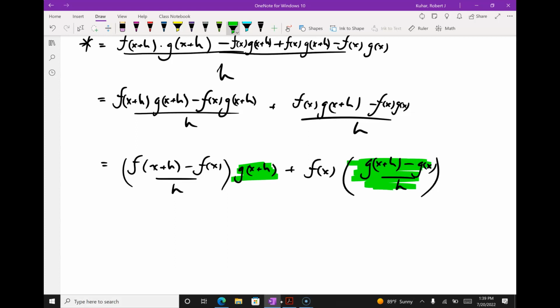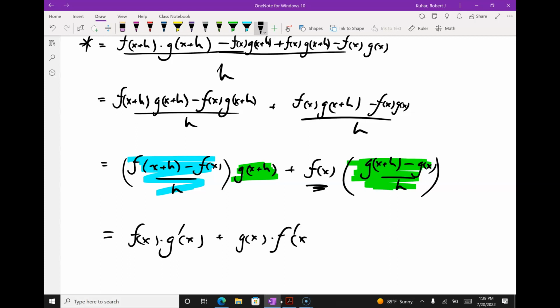Do you see g of x plus h minus g of x all over h? That's my derivative. And this one goes to f prime, right? So I got it. Starting here, I've got f of x times g prime plus g of x times f prime. Once I do my limits, I skip that, but you're not writing it anyway.